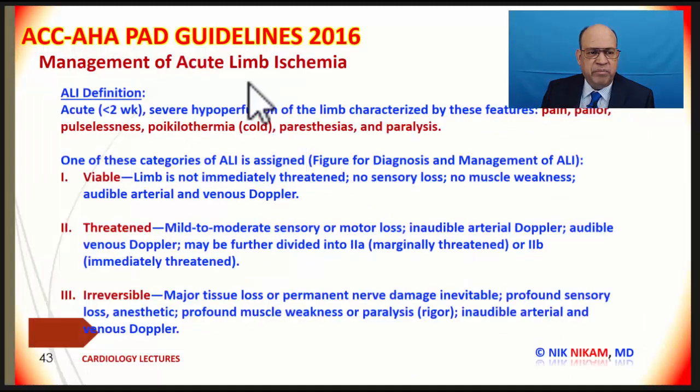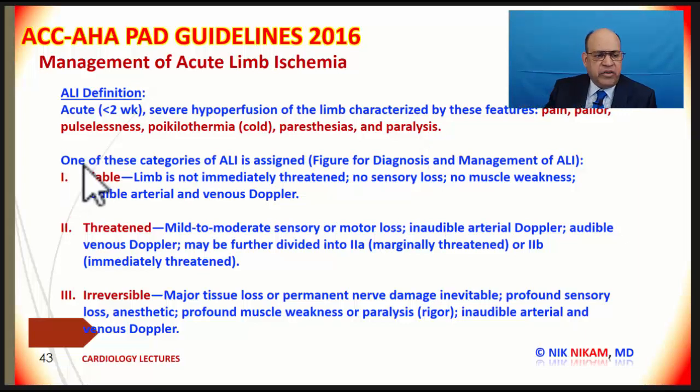Now, let's talk about management of acute limb ischemia. The definition of acute limb ischemia includes acute, that is less than 2 weeks, severe hypoperfusion of the limb characterized by pain, pallor, pulselessness, poikilothermia, that is cold, clammy extremities, paresthesia and paralysis. If you haven't noticed, all of them start with P. Let's repeat it again: pain, pallor, pulselessness, poikilothermia, paresthesia and paralysis.